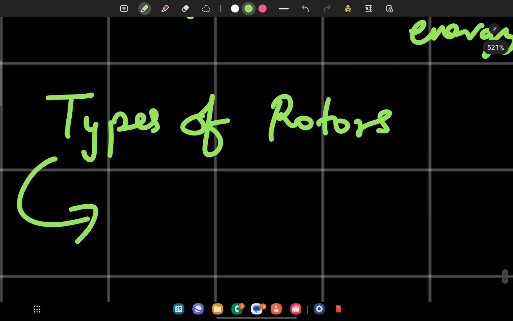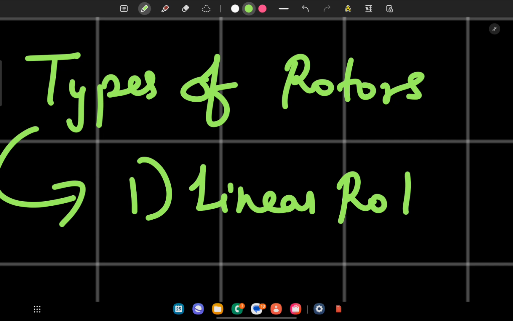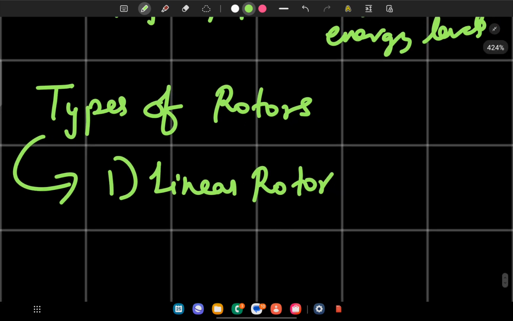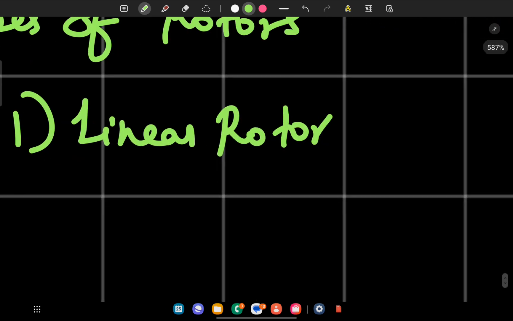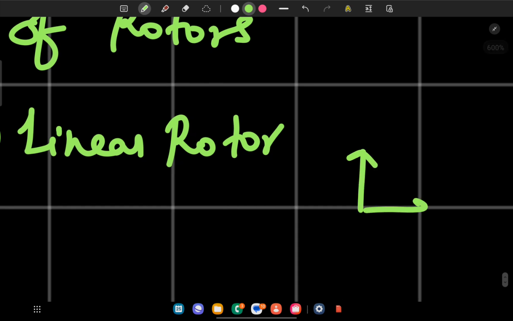What is the first type of rotor? First is your linear rotor. What exactly happens in the linear rotor? Now there are three axes: X axis, Y axis, Z axis. So we have three axes along which we can figure out your moment of inertia.